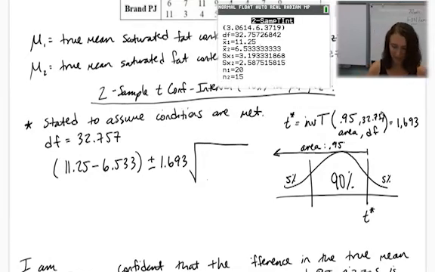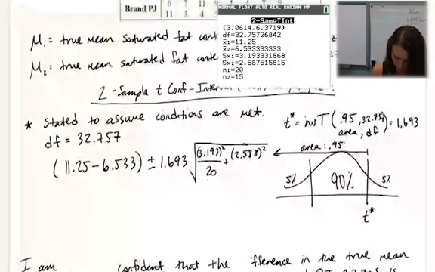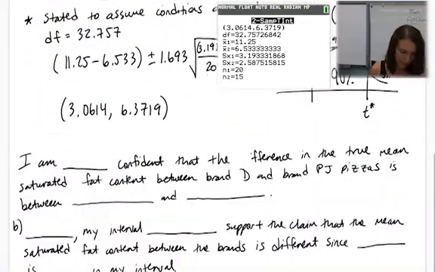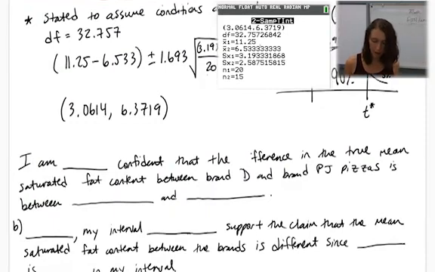Okay, so standard deviations, I have 3.193 squared divided by 20 plus 2.588 squared divided by 15. And then I can write my interval. So 3.0614 to 6.3719. All right. Make sure you write the degrees of freedom somewhere. If you calculated your T critical value that wasn't from this table, you probably want to write down how you got that as well.